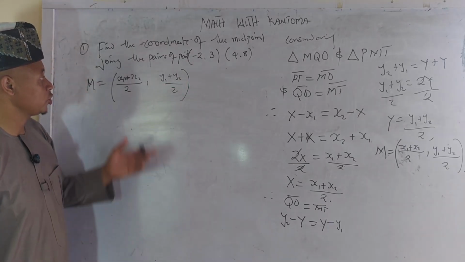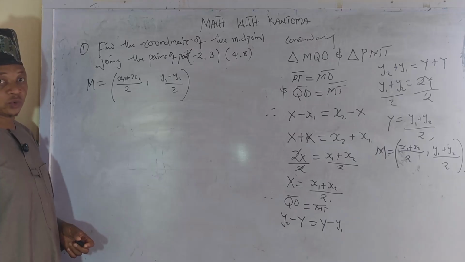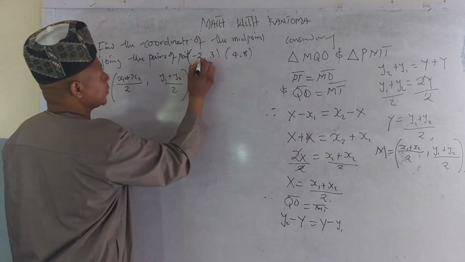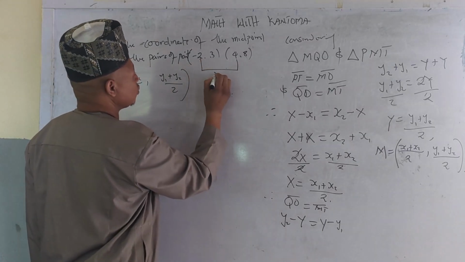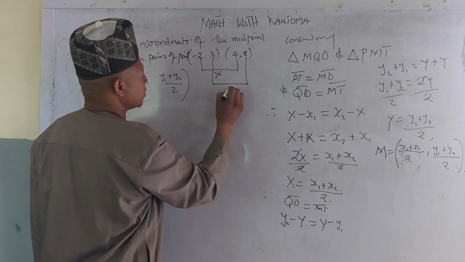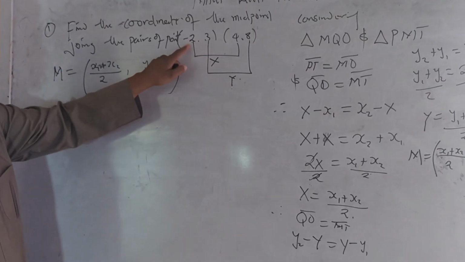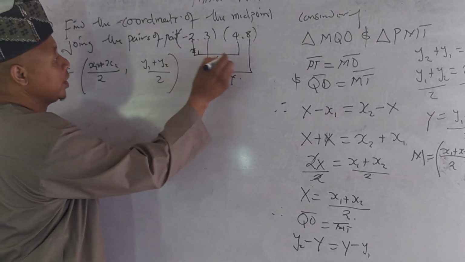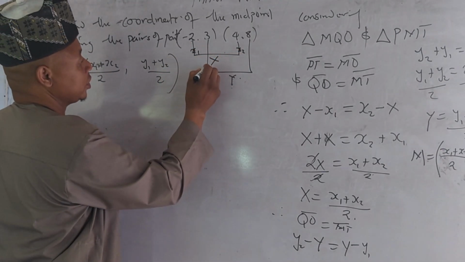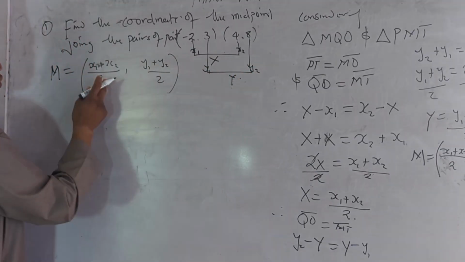So now to substitute, we just substitute the values of x1 and y1, x2 and also y2. So now this is x1, this is x2. So these are my x values, and this is y1, this is y2. So these are my y values. So simple, we just substitute. This is x1, we have x2. This is y1 and this is y2. So now x1 is minus 2, substitute it here.